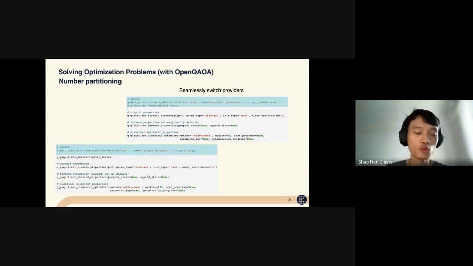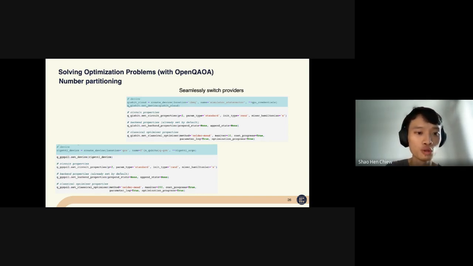But what happens if we want to, let's say, use the simulator for the Rigetti device? If you did not have OpenQAOA, you need to first learn PyQuil, which is a language that Rigetti quantum computers use. And you need to handle all of the problems that I've mentioned just now. But using OpenQAOA, all you need to do is to modify this line in the blue highlighted part, so that it selects the Rigetti device instead.